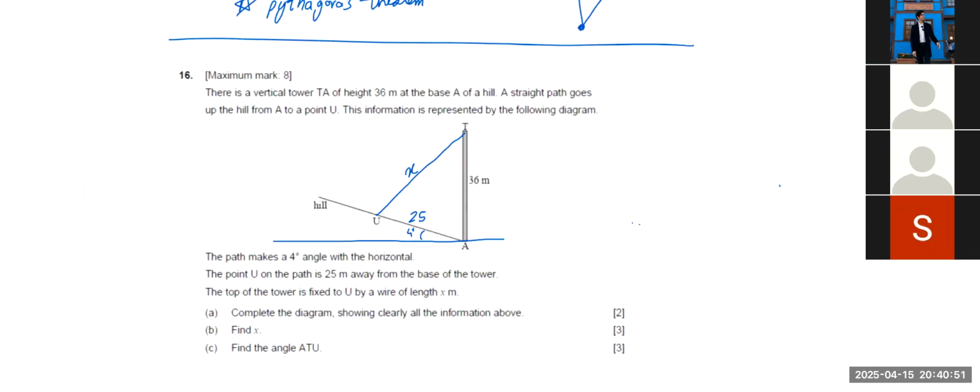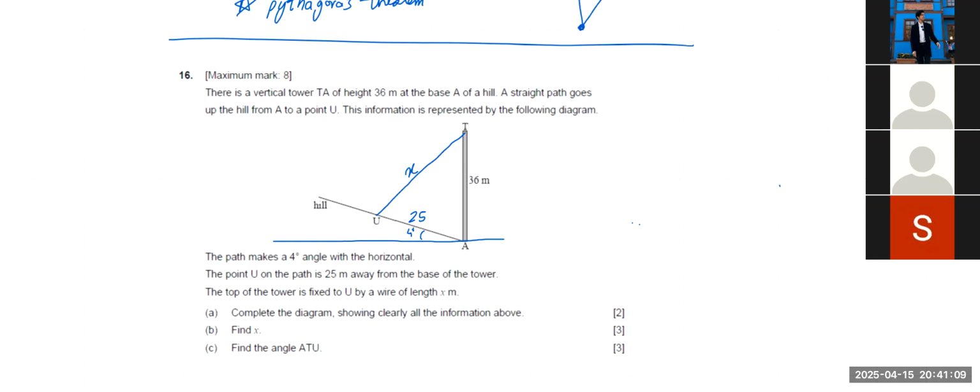So we have a vertical tower, 36 meters from the base, straight path going up to U on a hill. The path makes a 4-degree angle with the horizontal. So basically, this angle is 4 degrees. The point U is 25 meters away from the base, so this is 25. And the top of the tower is fixed to U, so top to U is X meters.